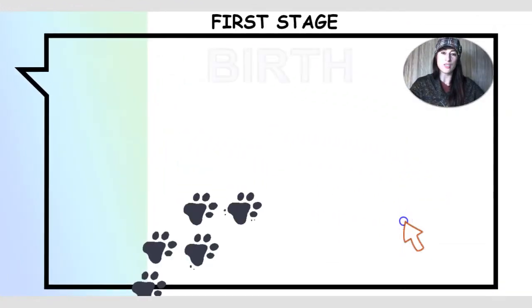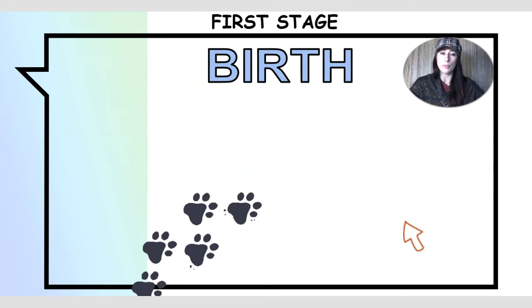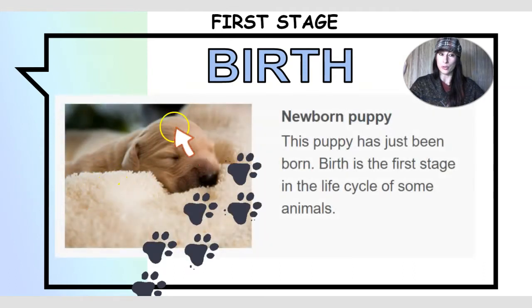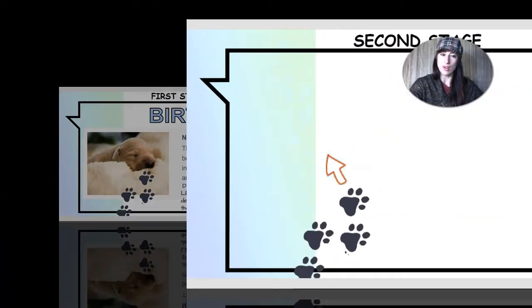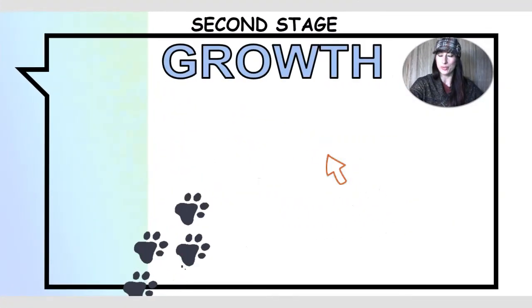The first stage of a dog is called birth. This puppy right here, the newborn puppy, has just been born. So birth is the first stage in the life cycle of some animals. Dogs give birth to live young, and doggies, just like many other mammals, depend on their mothers to feed them milk. The second stage of a dog is the stage of growth.